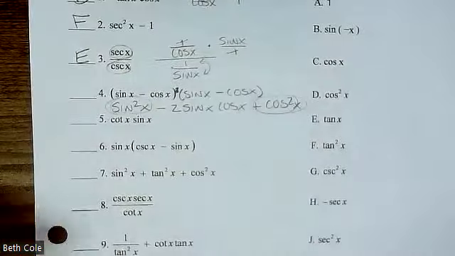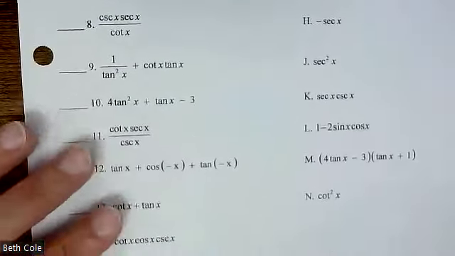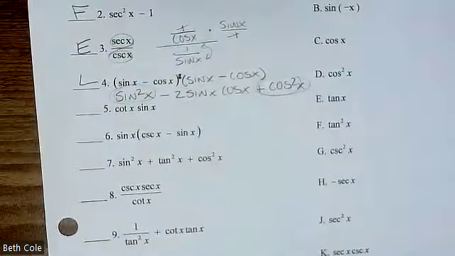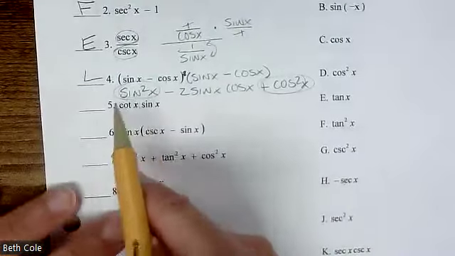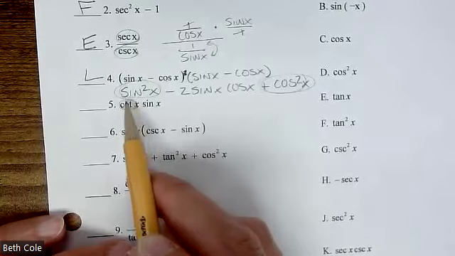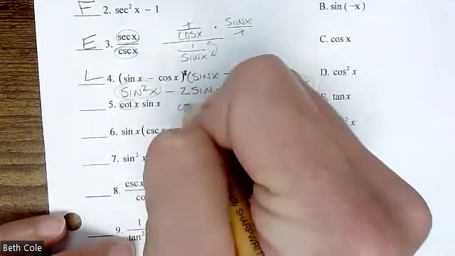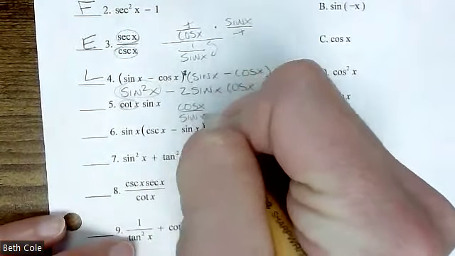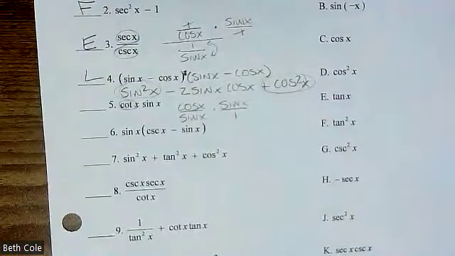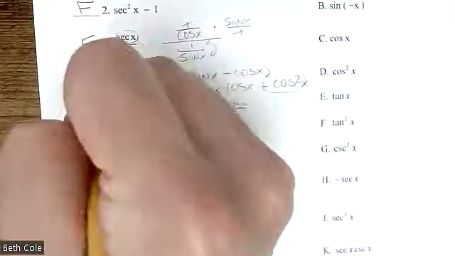So which answer choice is this? You see it in there? L. 1 minus 2 sine cosine. All right, what can we replace cotangent with? Good, cosine over sine. I'm going to keep the sine in there, but I'm going to write it over 1. Sines cancel, that gives you cosine. So that one is C.